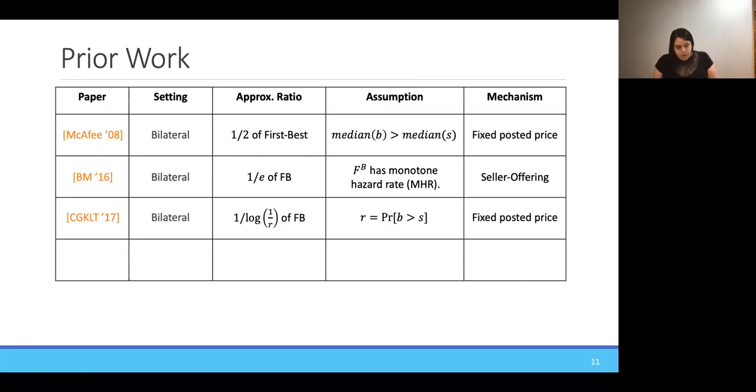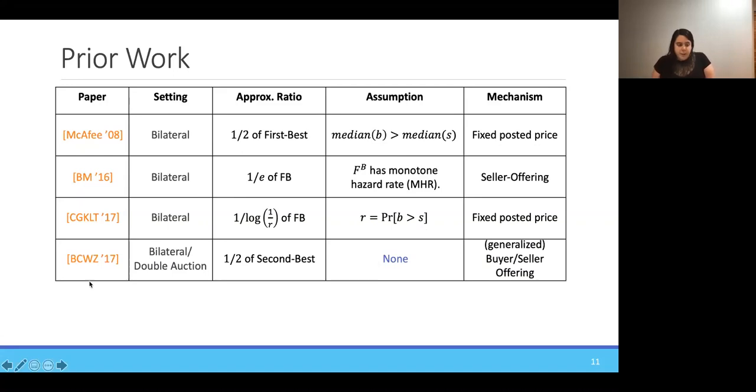The next result is this WINE 17 paper, which is a lot of what I'm going to be talking about today, which gives a 1/log(1/r) approximation of first best, where r is the trade probability. So this is the probability that the buyer's value is larger than the seller's value. r is the trade probability. And again, they use a fixed posted price mechanism.